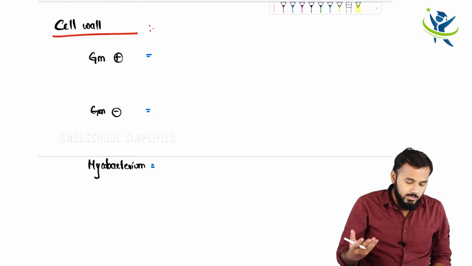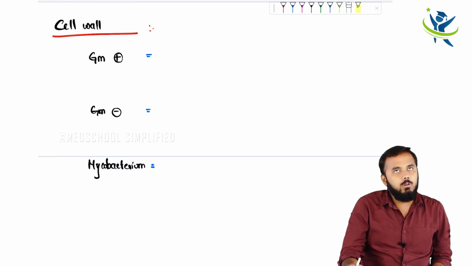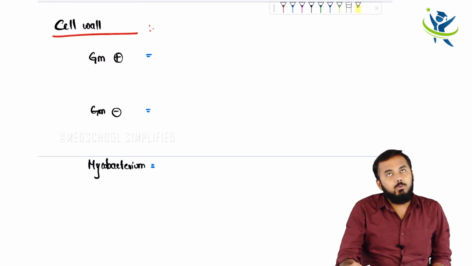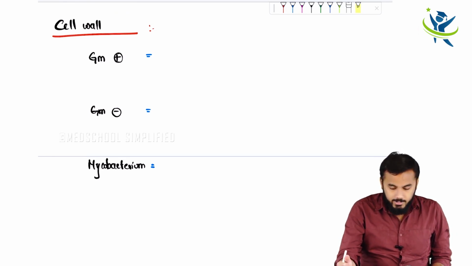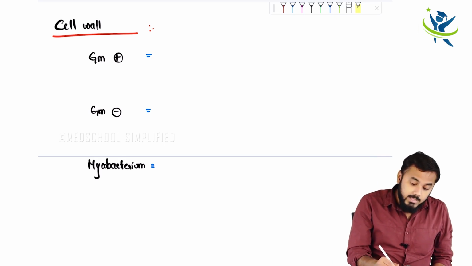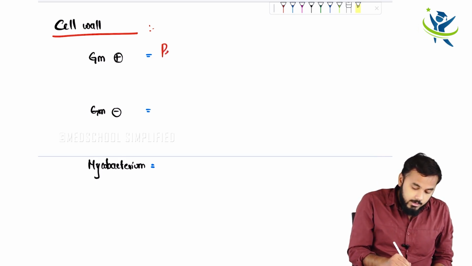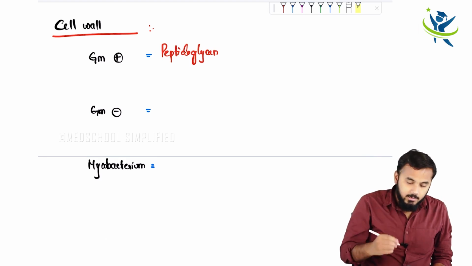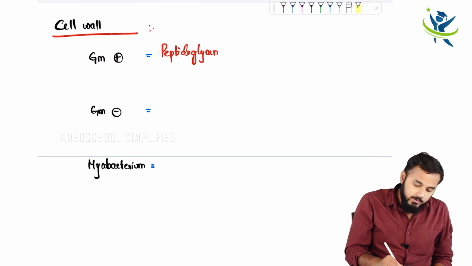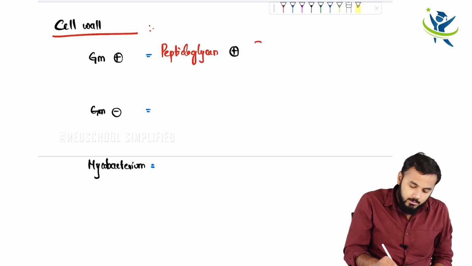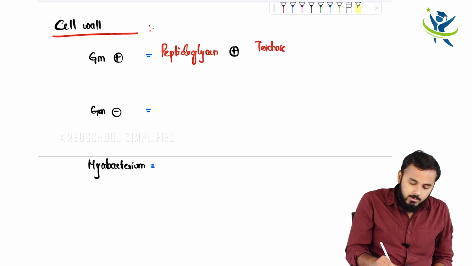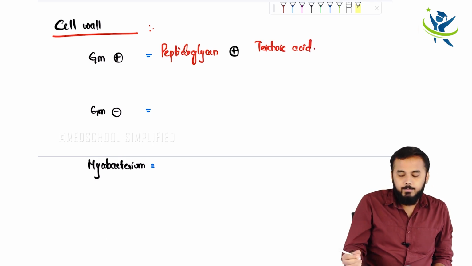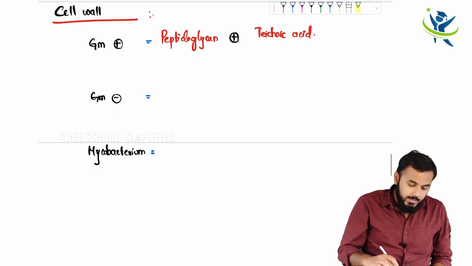So now tell me, what is the composition of the cell wall of gram positive, gram negative, and mycobacterium? What is the composition of the gram positive cell wall? Look at the picture before. Gram positive has got a phospholipid bilayer. It has also got a peptidoglycan layer, very thick, right? Along with that, it has also got teichoic acid.